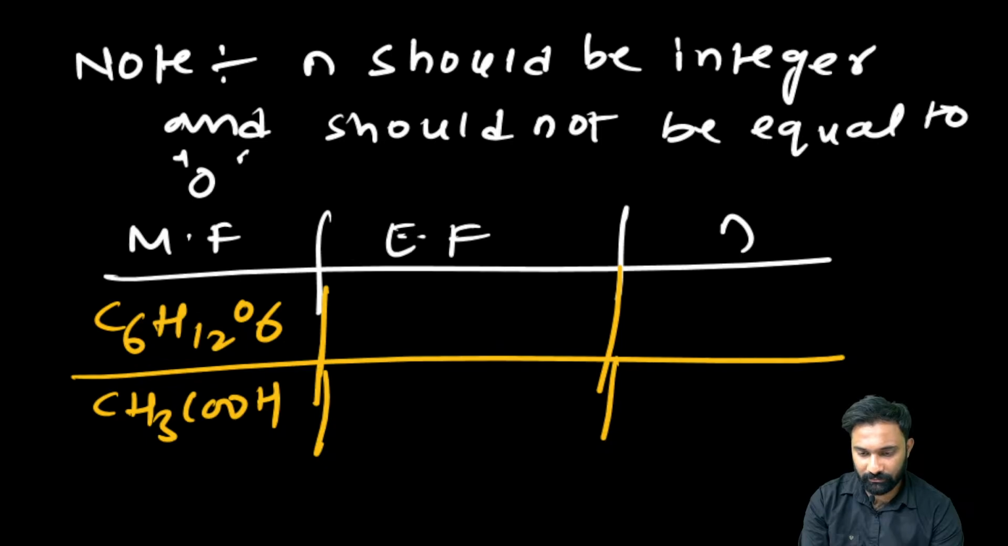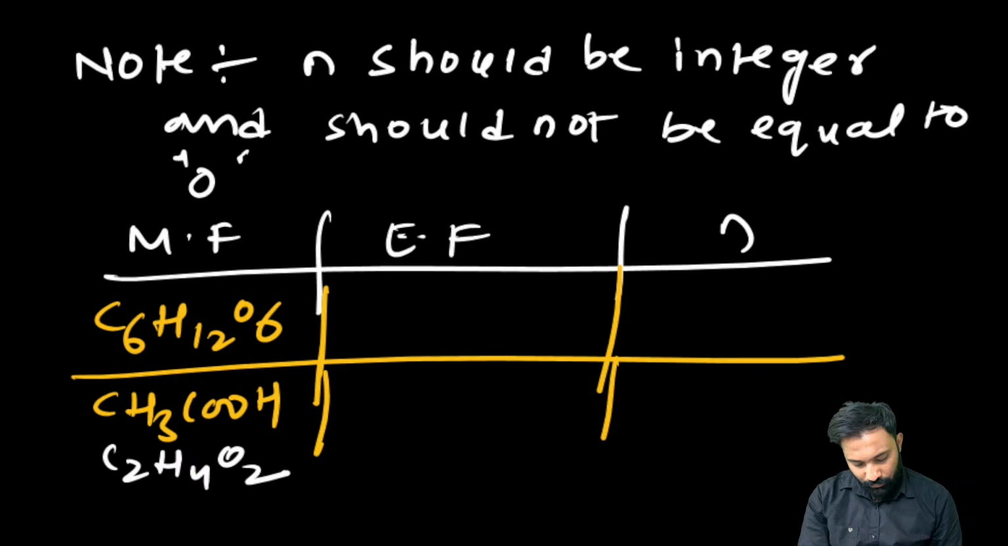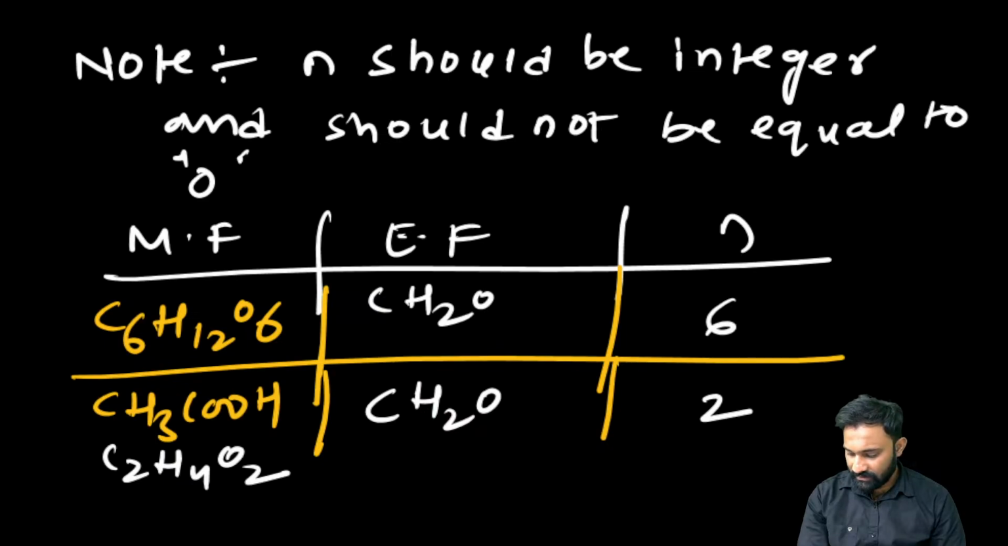For the acetic acid, we can also write it in this manner, right? C2H4O2, then its empirical formula will be CH2O and its empirical value is 2. Here this one will be CH2O and its empirical value is 6, not 3. You have to be very careful with this one.